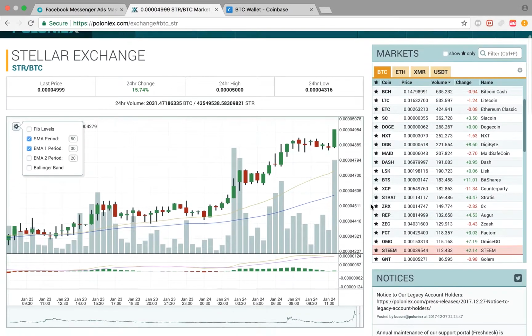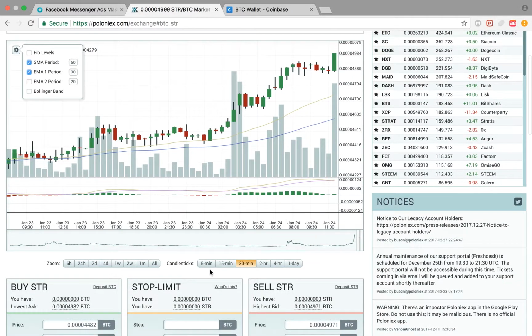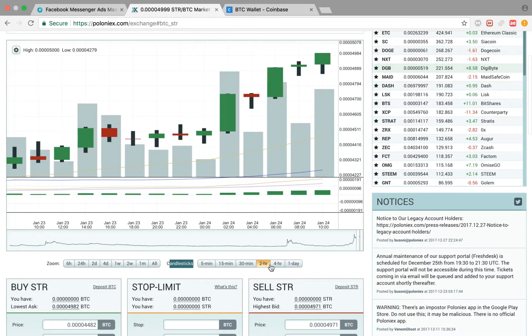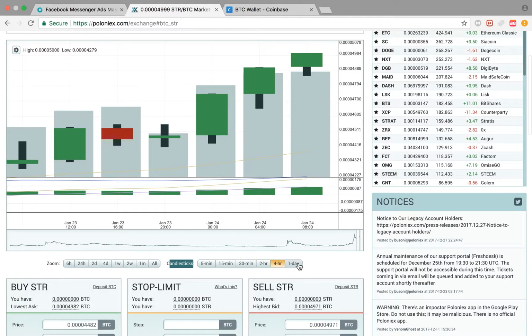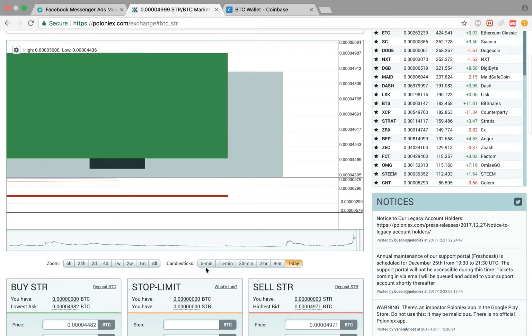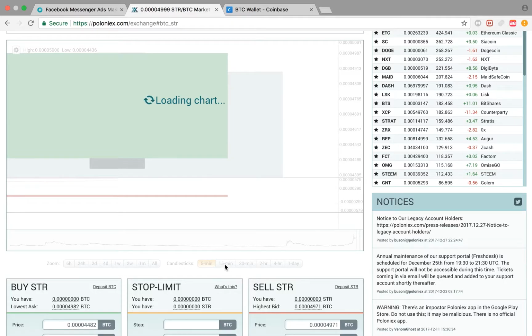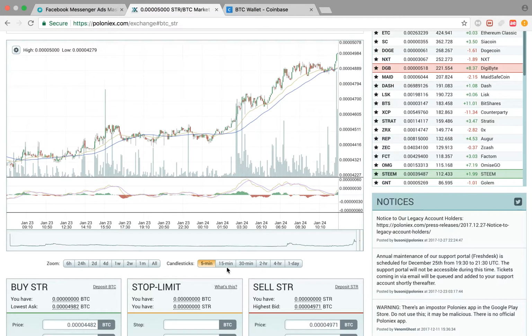Now, when you scroll down, you're going to see something down here. You can let the candlesticks appear only in a 30-minute time frame, a 2-hour time frame, a 4-hour time frame, or a 1-day time frame. What I personally like to do, if I day trade, is go with the 5 to 50-minute candlesticks, but if I go long term, of course it makes sense to go with something bigger.